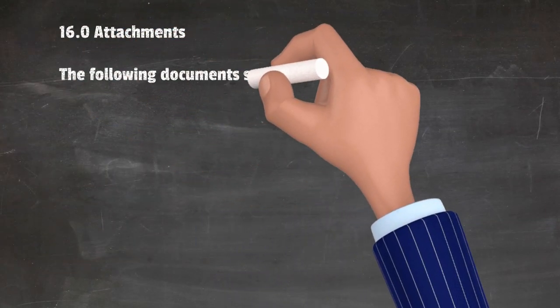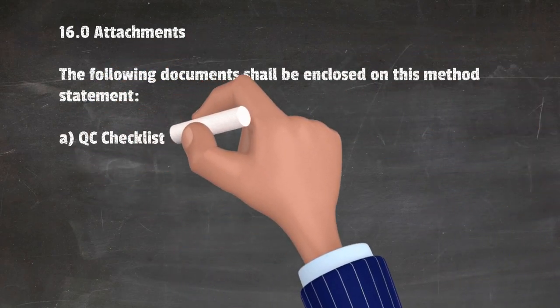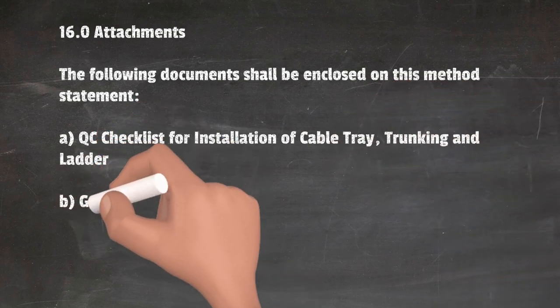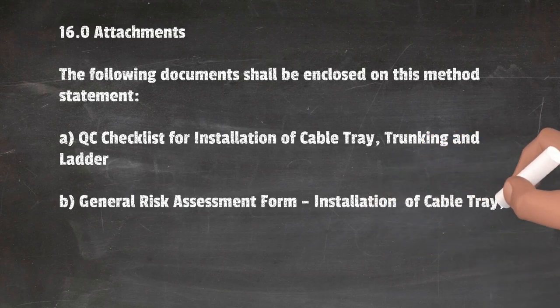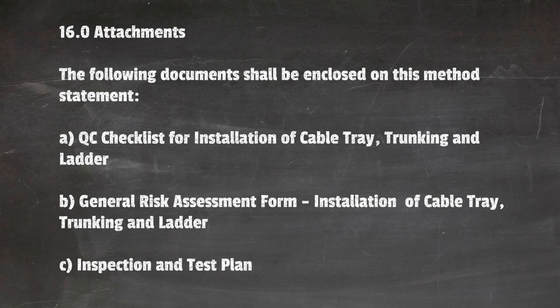Attachments. The following documents shall be enclosed on this method statement. A. QC checklist for installation of cable tray, trunking and wrapping. B. General risk assessment form for installation of cable tray, trunking and ladder. C. Inspection and test plan.